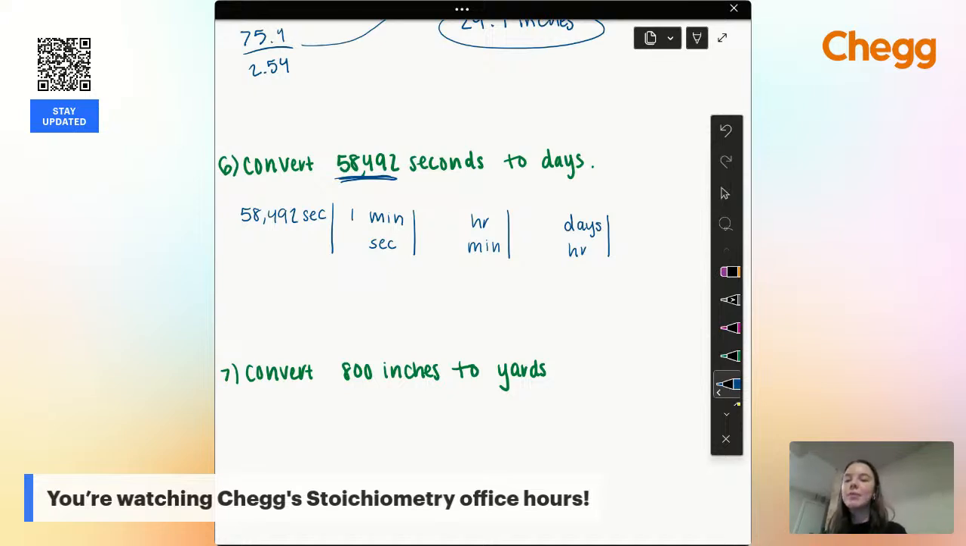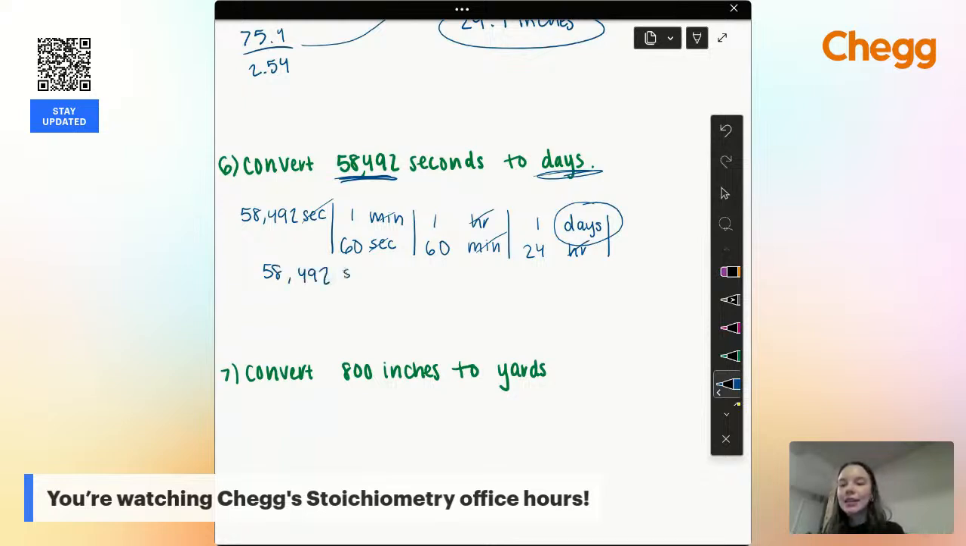So I know 1 minute has 60 seconds. I know that 1 hour has 60 minutes, and I know that 1 day has 24 hours. Like I was saying earlier, whatever's on the top, we cancel on minutes and hours. And a trick is whatever the question's asking you to convert to is the only thing you want to have not crossed out at the end. So we are going to multiply the top and divide the bottom.